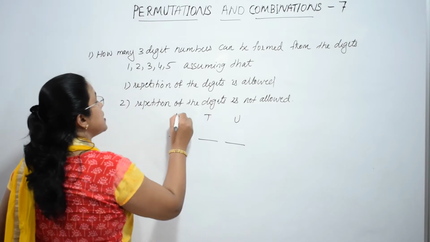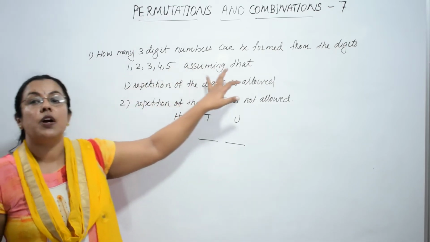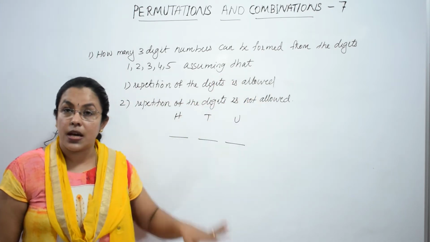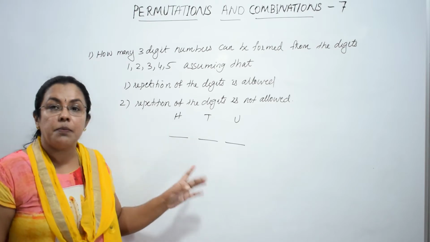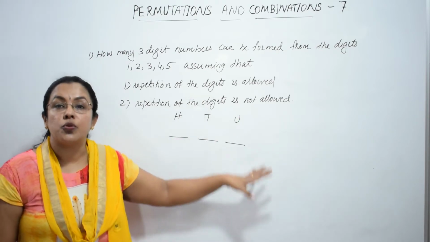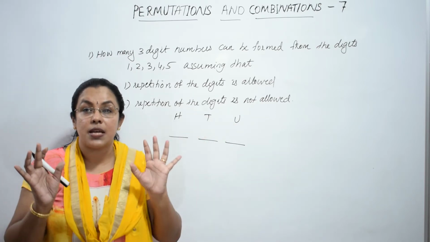We have to form 3-digit numbers: unit, tens, hundreds place, using the digits 1, 2, 3, 4, 5. First case, repetition of digits is allowed. Means we can write numbers like 1, 1, 1; 2, 2, 2; 1, 2, 2. Repetition of digits is allowed.